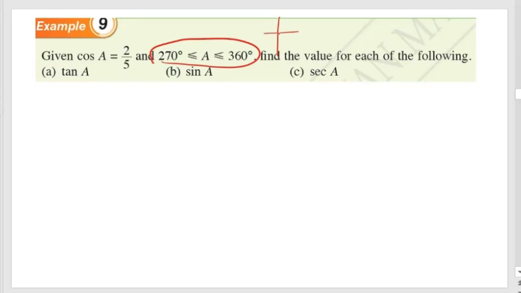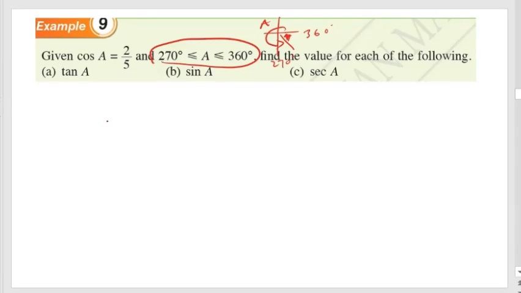270 to 360. Fourth quadrant, not third quadrant, fourth quadrant. Because 270 is here, 360 is here. So it's fourth quadrant. So it means that the value for A should be in this form. So the reference one is this. Okay. So we find the value. We find the basic angle first.